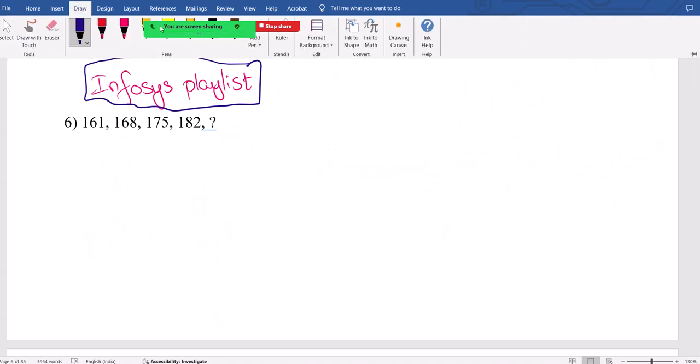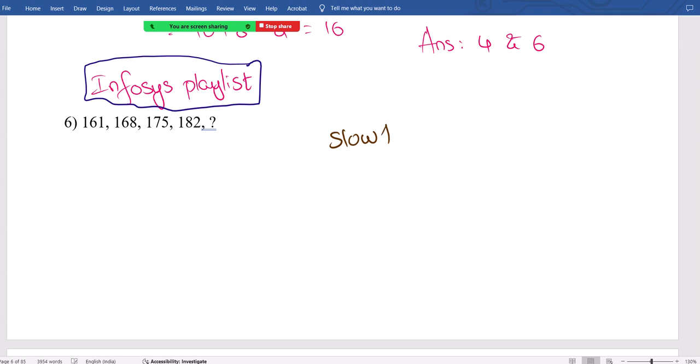Yeah, this is a slowly increasing series. When the numbers are slowly increasing, you can take the difference between numbers: 7, again 7, again 7, again 7. So the answer is 189. See, the difference is slowly increasing. So slow increase means take the difference between numbers. You can handle it. Right. So let's see the next question.